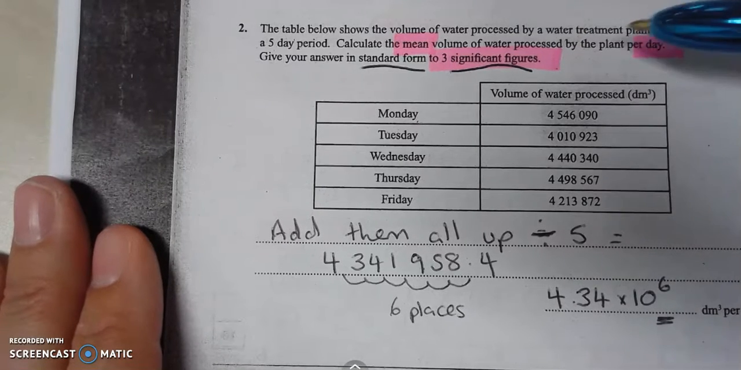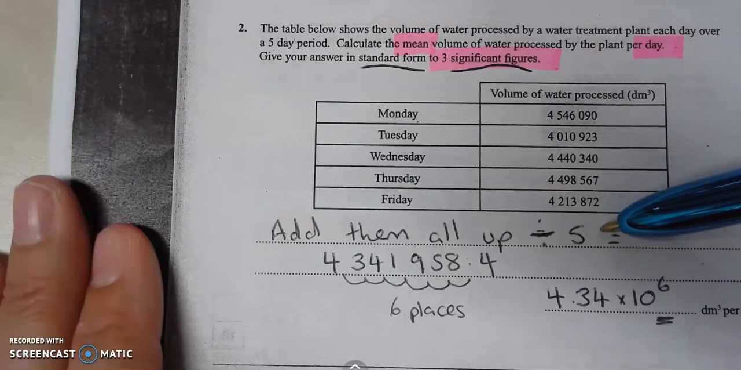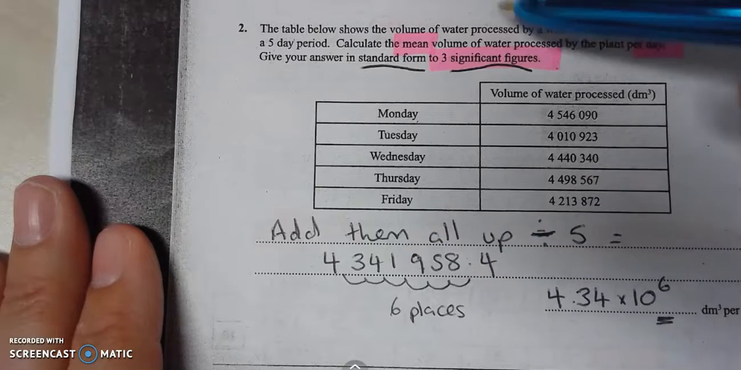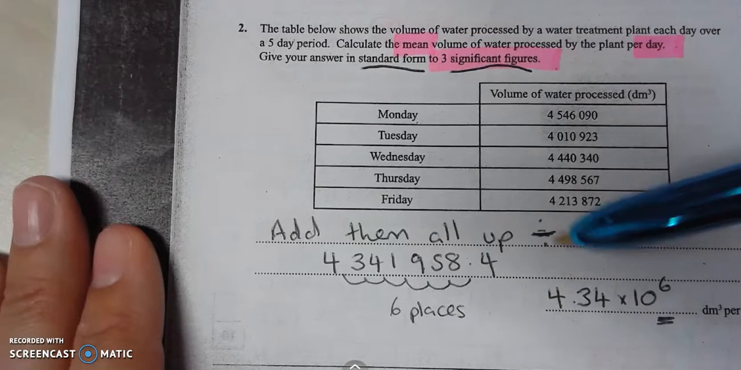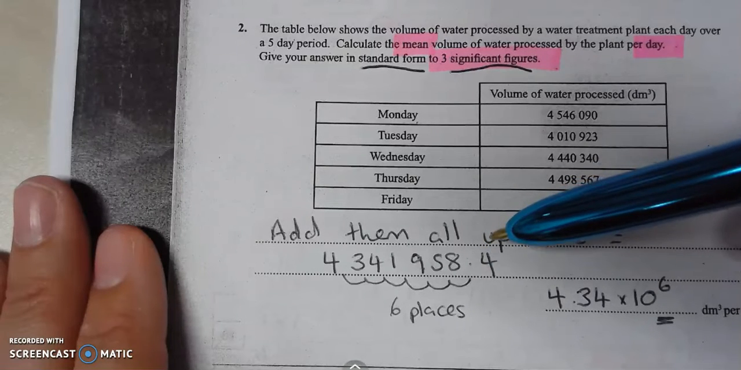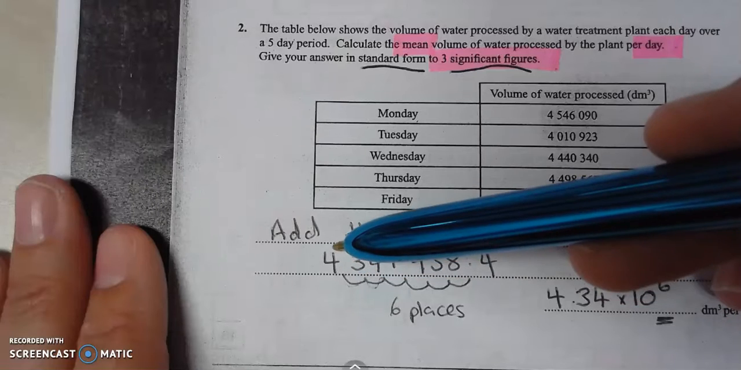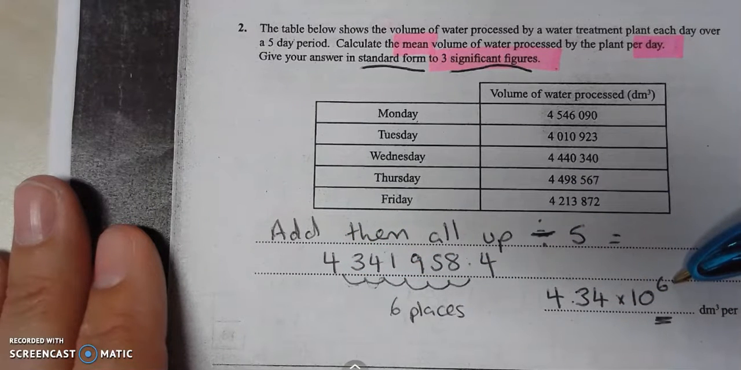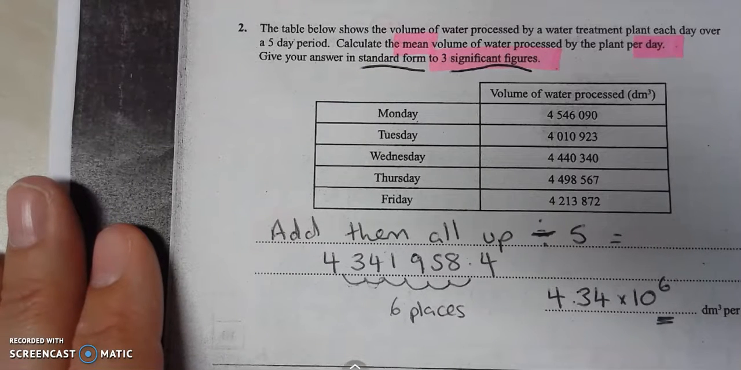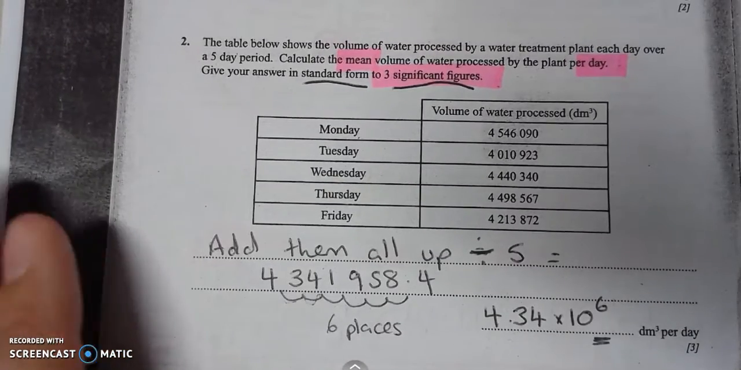So this is a straightforward working out a mean. I just take the 5 numbers, add them all up and divide by 5, and I get this number here. Now it says 3 significant figures and in standard form. So if I take this back 6 places, 1, 2, 3, 4, 5, 6, I've then got 4.34 as my answer, but then it's times 10 to the power of 6 because I've now put it into standard form as well. That's quite a straightforward way to do that, but that question's worth 3 marks, so an easy 3 marks to pick up there.